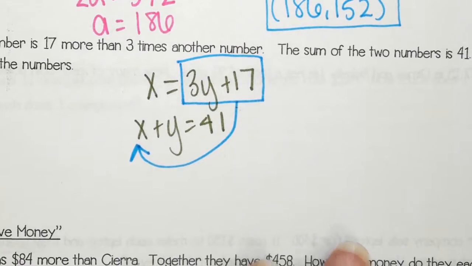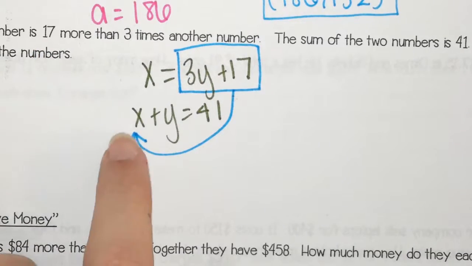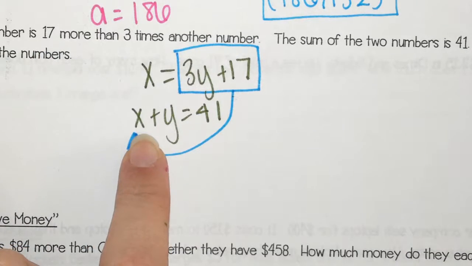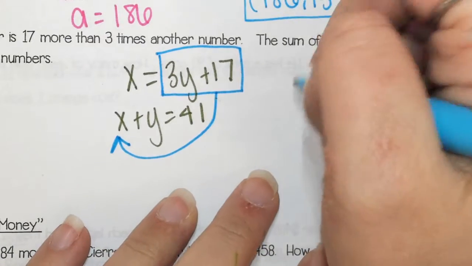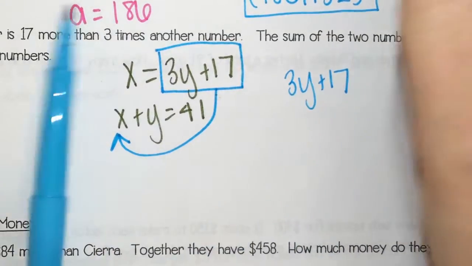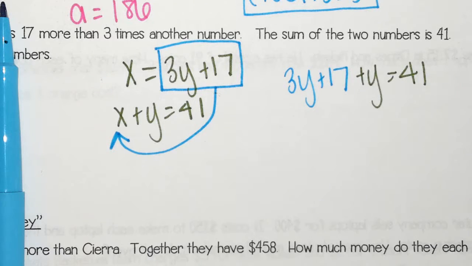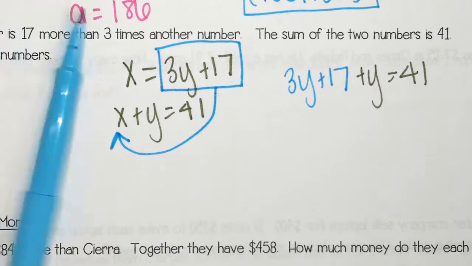Is everybody with me? So since we know that x is 3y plus 17, we're going to replace this x with 3y plus 17. Are you cold? Okay, I'll show it in just a second. So we're going to write 3y plus 17 plus y equals 41. Solve it without me.